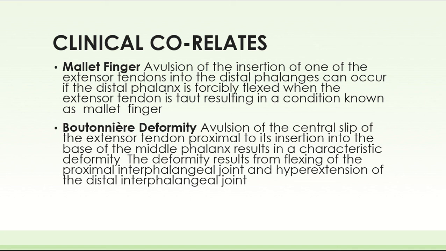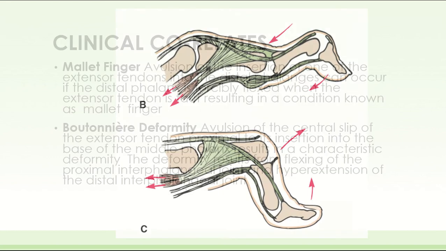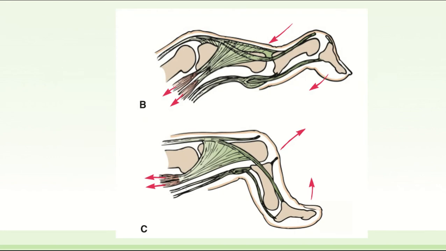And the second deformity is Boutonniere deformity. It is an avulsion of the central slip of the extensor tendon proximal to its insertion into the base of the middle phalanx, which results in a characteristic deformity. The deformity results from flexion of the proximal interphalangeal joint and hyperextension of the distal interphalangeal joint. So these two are the clinical correlates for the dorsum of hand. So in this diagram we can see mallet finger.